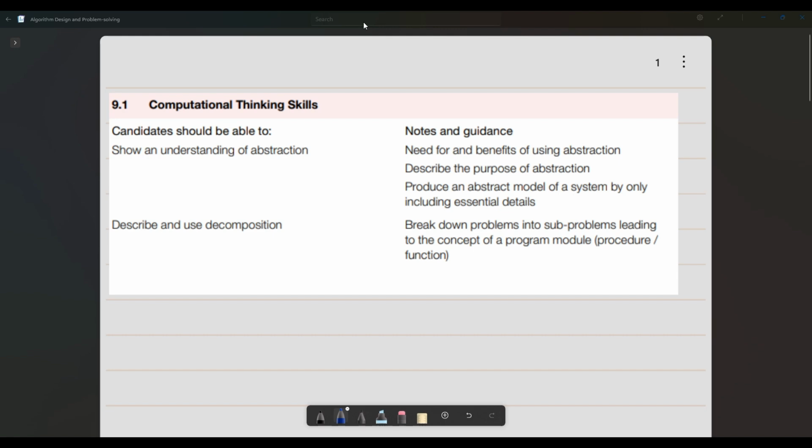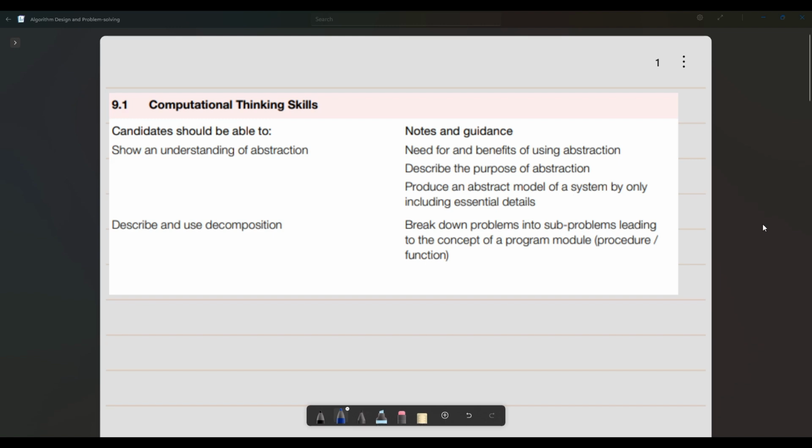And so we're going to start with the first unit in the paper 2 component, and that is computational thinking skills. What we're going to learn is to understand computational thinking and the techniques that come under it. Okay, so let's get started.